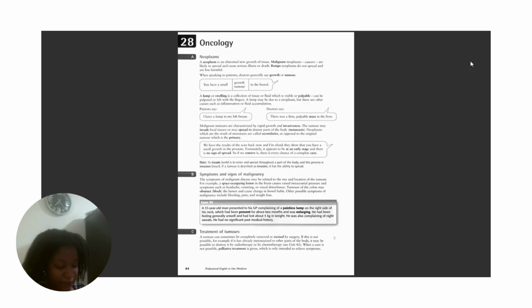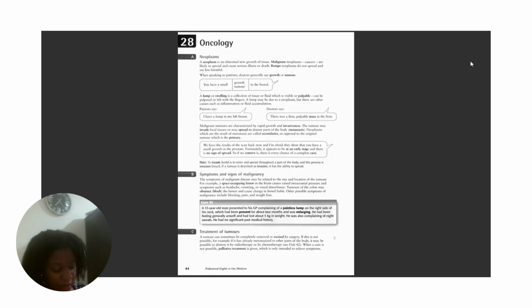Case 38. A 30-year-old man presented to his GP complaining of a painless lump on the right side of his neck, which has been present for about 2 months and was enlarging. He has been feeling generally unwell and has lost about 5 kilos in weight. He also complained of night sweats. He had no significant past medical history.